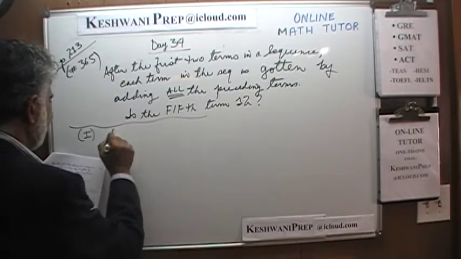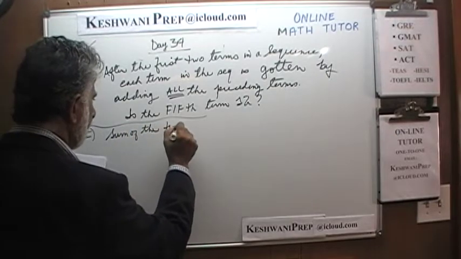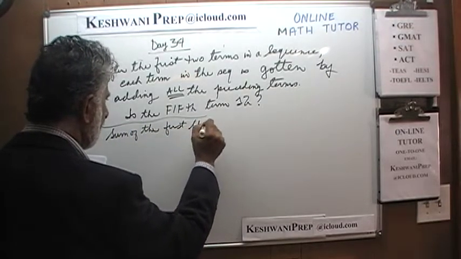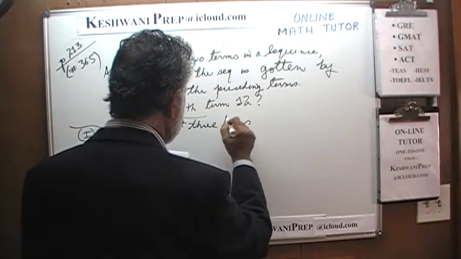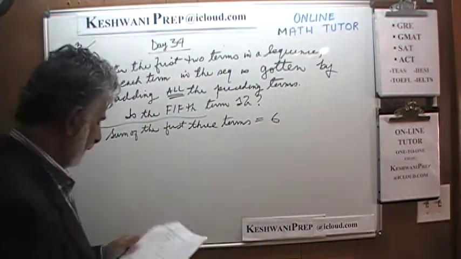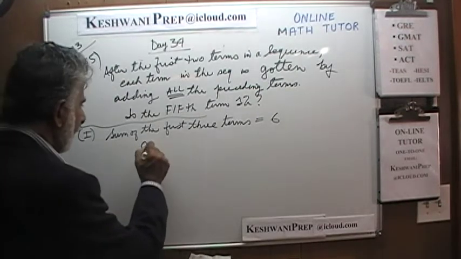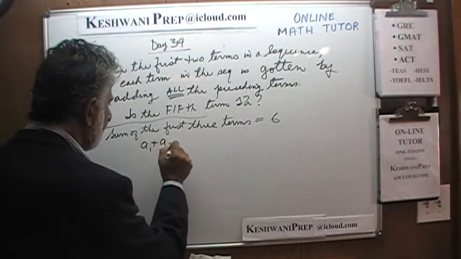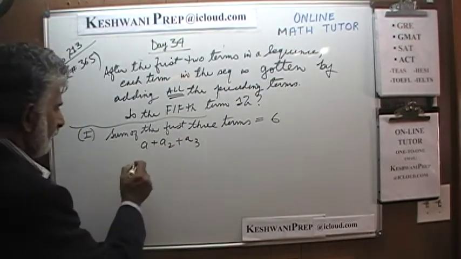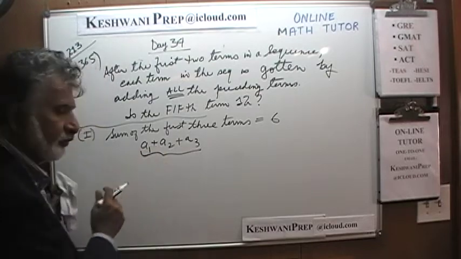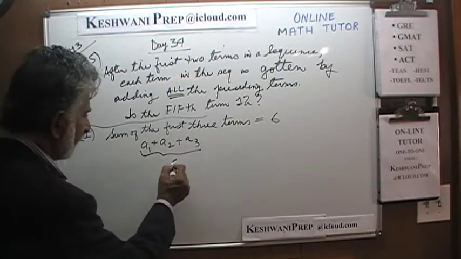Statement 1 tells us that the sum of the first three terms equals 6. Let's see what we can do with it, shall we? So here's our sequence, A1, A2, A3, and they tell us that the sum of these first three terms is 6. Stay with me in the story, okay?